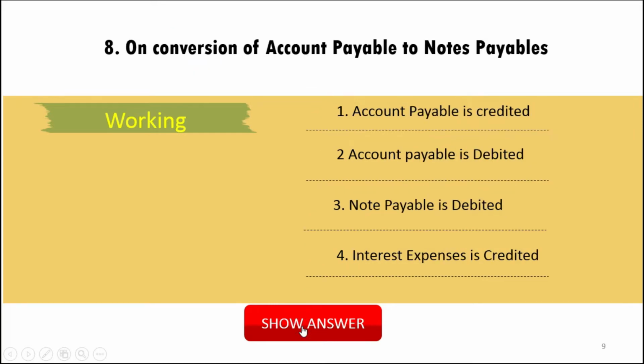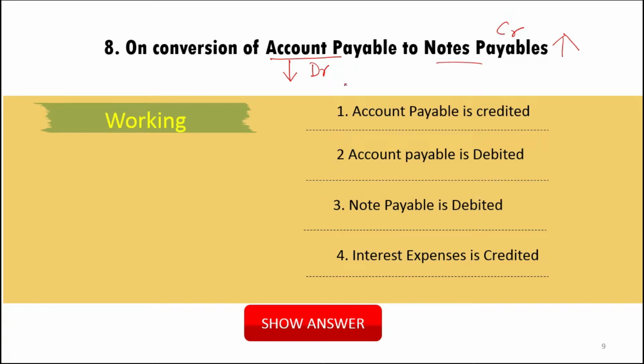Now the next question. On conversion of account payable to notes payable, you have to pass an entry. So what will you do if you are converting the account payable to note payable? It means you are decreasing account payable and you are issuing notes payable instead. It means you are increasing note payable. Account payable is a liability, one liability is decreasing, note payable is also a liability, one liability is increasing. So in case of decrease in liability you have to debit, in case of increase in liability you have to credit. So see what option is correct.